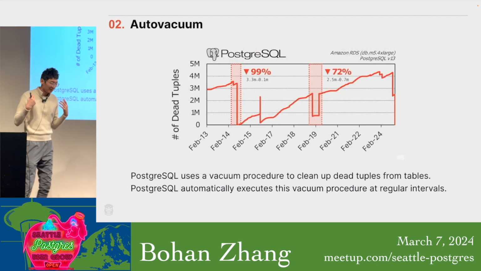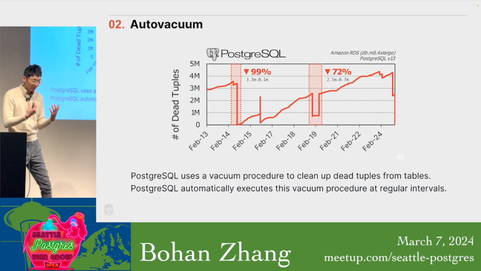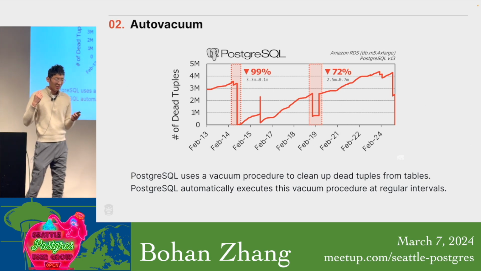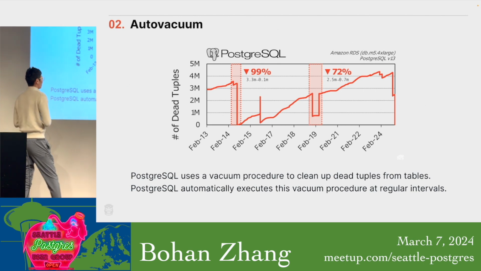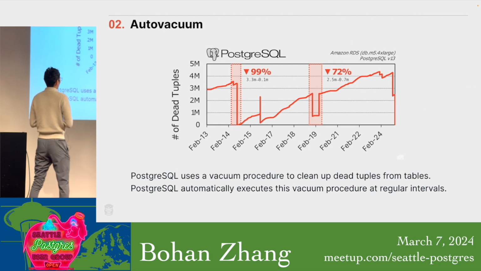And of course, Postgres has to remove the old tuple versions, right? Postgres has an autovacuum process, which is triggered regularly to clean up the dead tuples, to remove old versions that are no longer needed by users. So Postgres uses a vacuum procedure to clean up dead tuples.